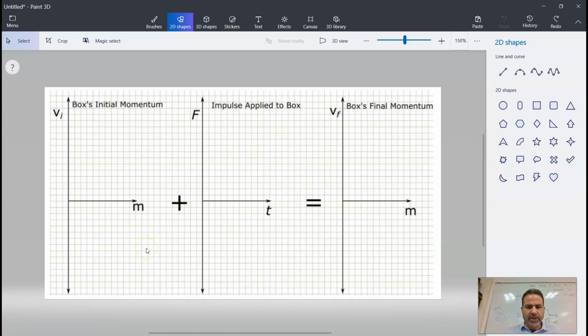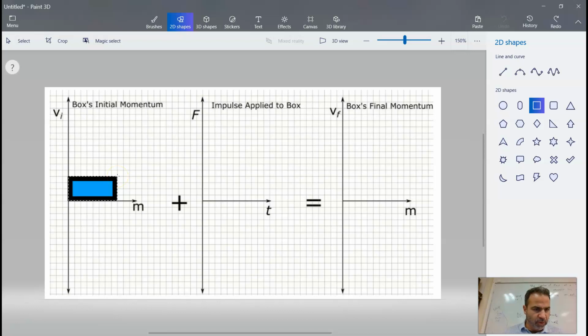Okay, I just want to explain how to use this momentum graph. So let's say you have an object that has a certain mass and a certain velocity. You would graph this. This is initial, so this is before some kind of impact. So let's go ahead and graph.